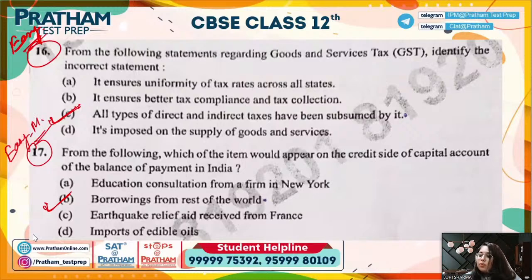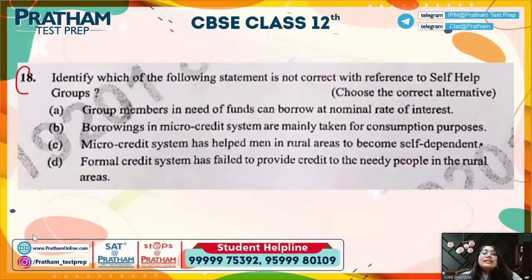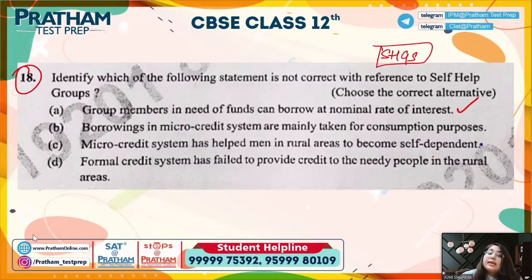Okay. Moving on to question number 18, we have: identify which of the following statements is not correct with reference to self-help groups. Now आपके SHGs की बात हो रही है यहाँ पर. Very simple, आप normally statement पढ़ो that group members in need of funds can borrow at nominal rate of interest. That is absolutely correct. ये आपका सही है. Borrowings in microcredit system are mainly taken for consumption purposes. That is also correct in some way, because कुछ जो है आपके consumption purposes के लिए भी लिए जाते हैं. Third option is microcredit system has helped men in the rural areas to become self-dependent.